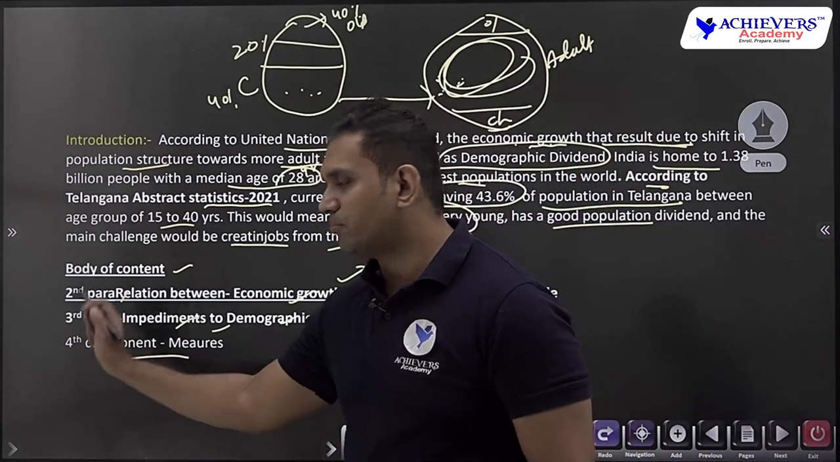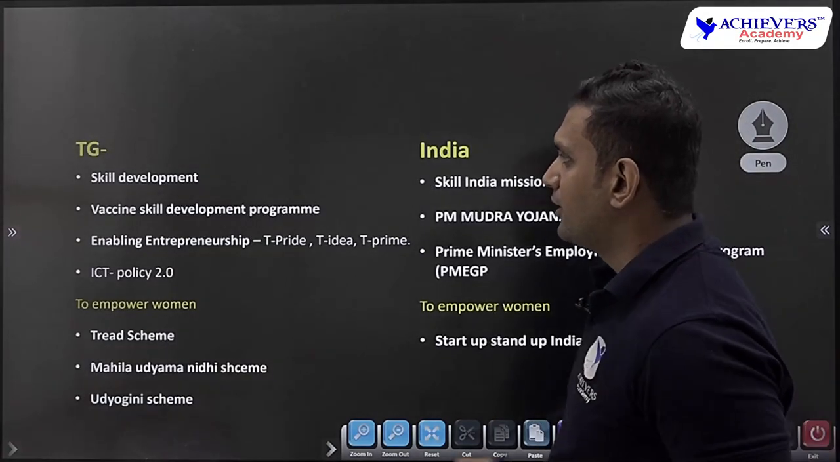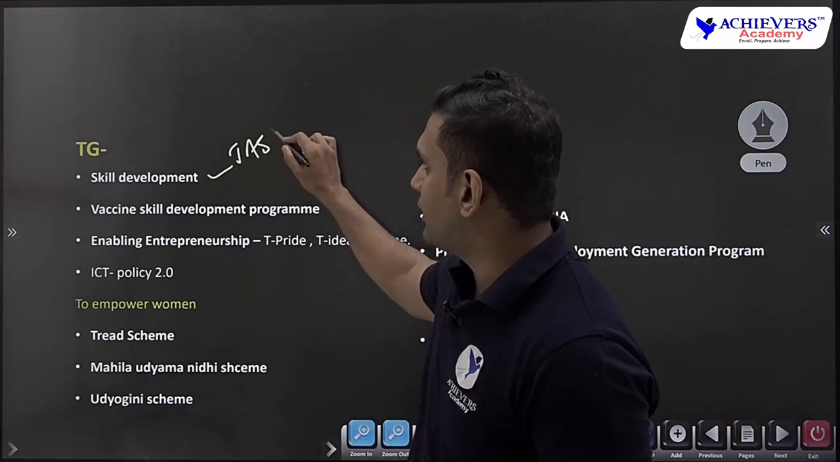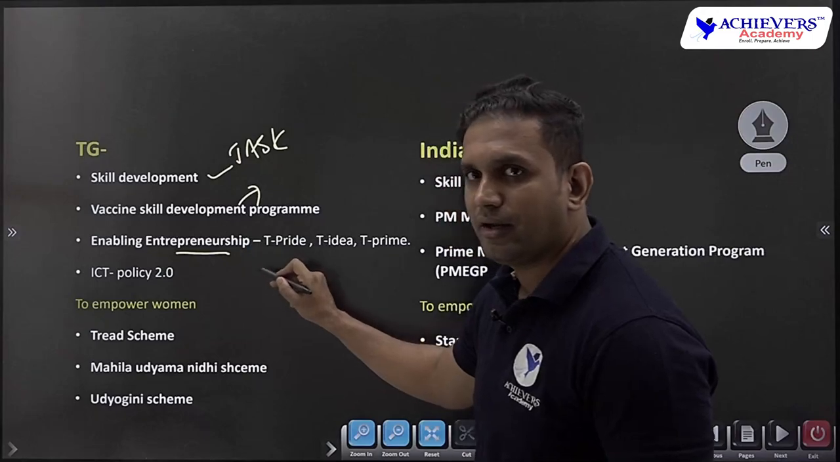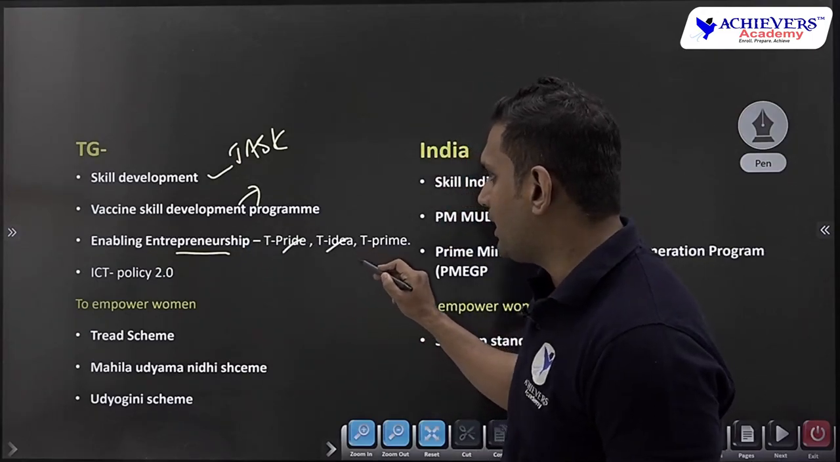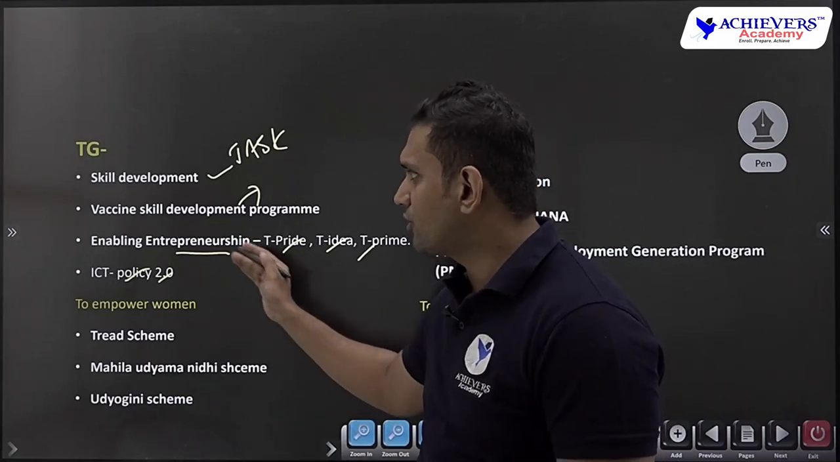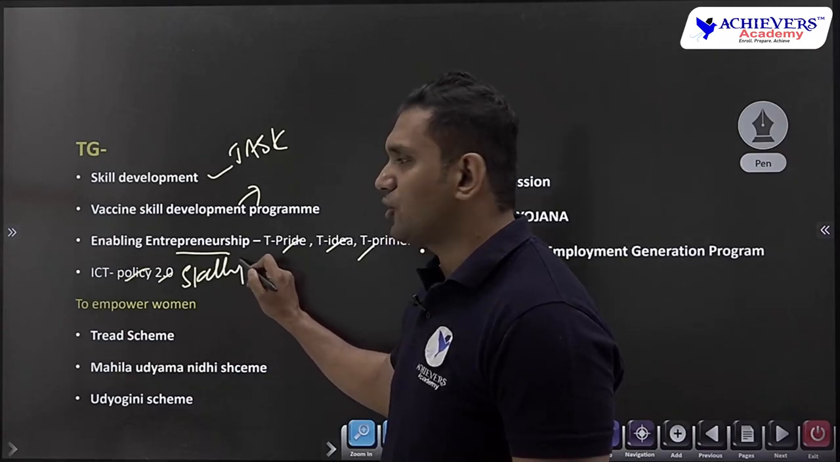The fourth paragraph is nothing but the measures. Measures, very clearly I have given here. See, Telangana-related measures. Skill development, you know that TASK is doing it. We are having the skill development program. Enabling entrepreneurship, T-Prime. ICT Policy 2.0 also talks about the skilling purpose. ICT policy also talks about skilling.